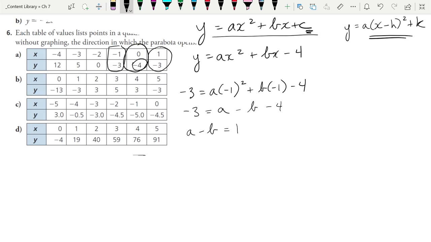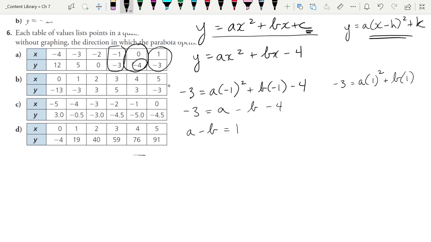Y is -3 when x is +1. This isn't going to be a very different equation, but it's going to be a little bit different, just because this x is a 1 and not a -1.